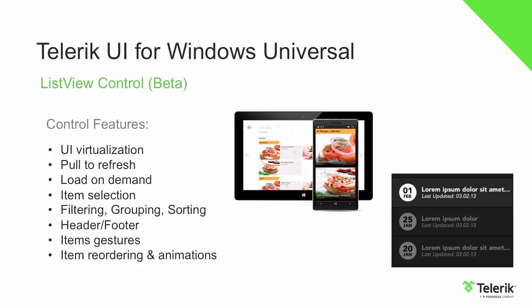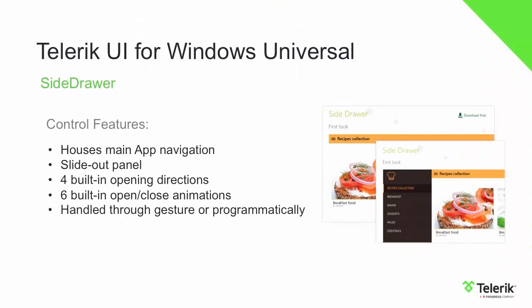The list view supports popular features like pull down to refresh and touch gestures like swipe to the left or the right, most commonly used to delete or mark items. The list view control has full templating support, which means you can render your collection of items anyhow you want. Plus, you gain features like filtering, grouping, or sorting. In all, this should be the only list view control you ever need for all of your Windows apps. Next up is the side drawer control.